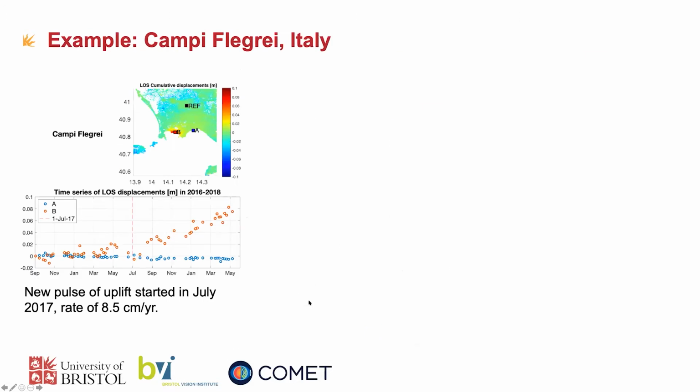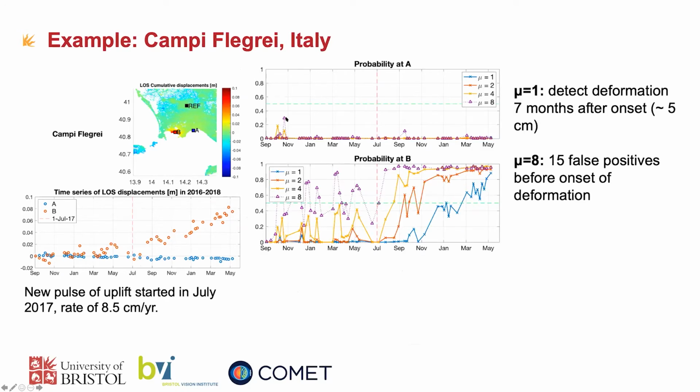So this is an example that we tried at Campi Flegrei in Italy. We plot the accumulated time series, and we know that the uplift started about July 2017, with a rate of about 85 centimeters per year. We have two points here, A at the reference stable ground, and B where it's deformed. This is the result from the CNN that we apply to each single frame of this.